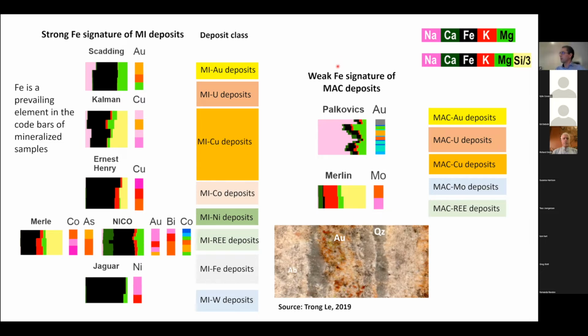And then when we compare this iron-rich signature to the metasomatic alkali calcic type of mineralization, what we can see is that iron can still be present, but it is not as prevalent in the chemical signature using the barcode system as for metasomatic iron deposits. For the Pilkovitz gold mineralization, overprinting albitite, for example, and for the Merlin deposit, where there is extremely strong K-feldspar alteration associated with molybdenite deposition.